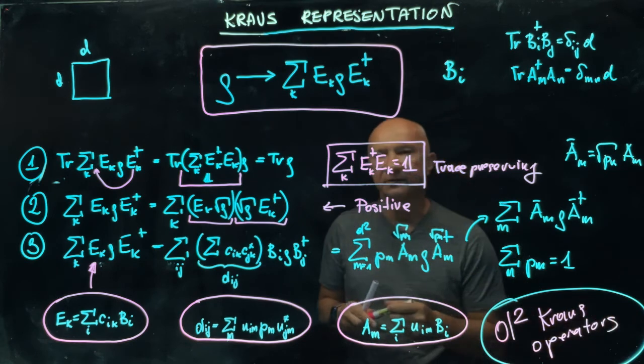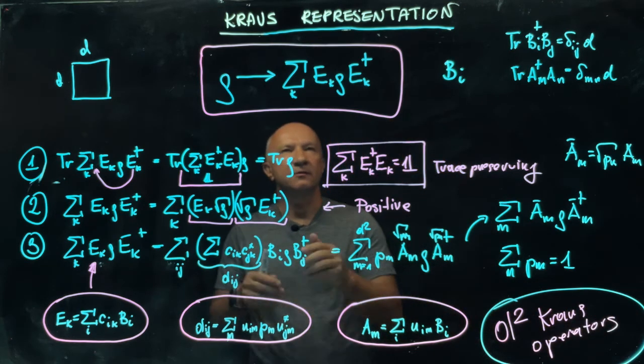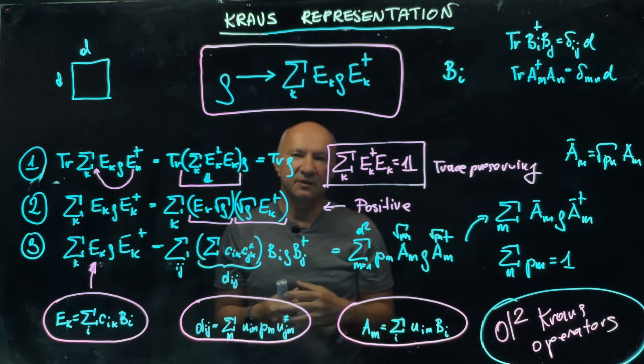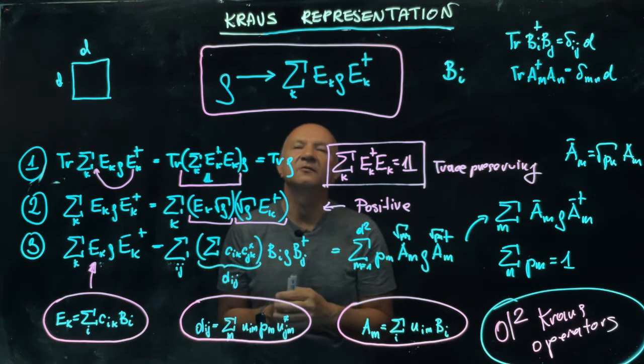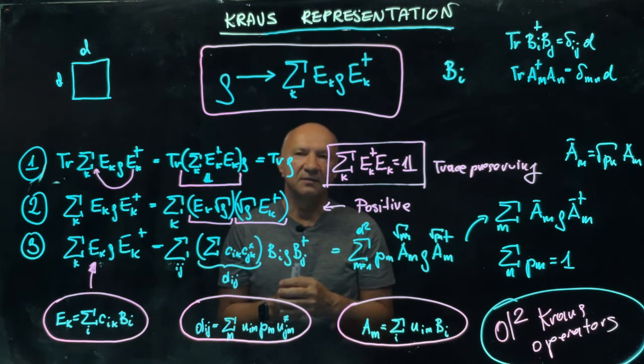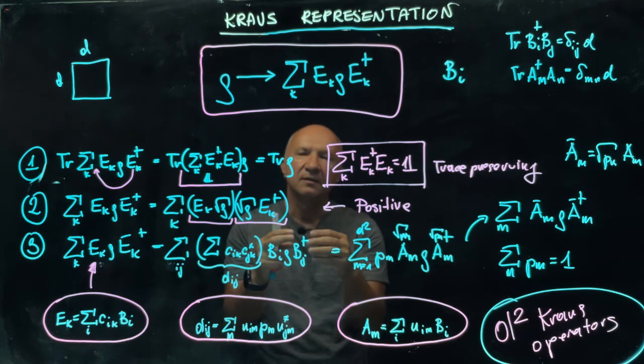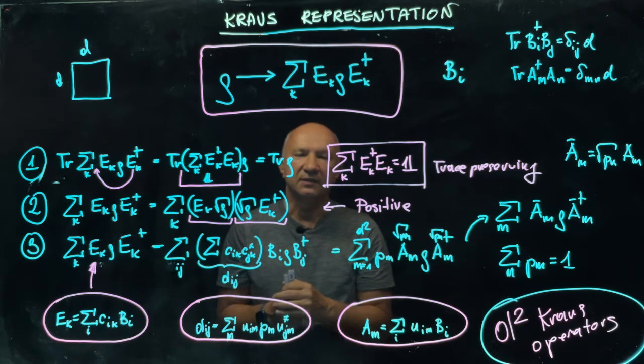So there's no need to worry now. You can see that the same map can be expressed in a rather compact way. You don't need more than d squared Kraus operators. If you are dealing with a system of dimension d, at most you need these d-squared Kraus operators.